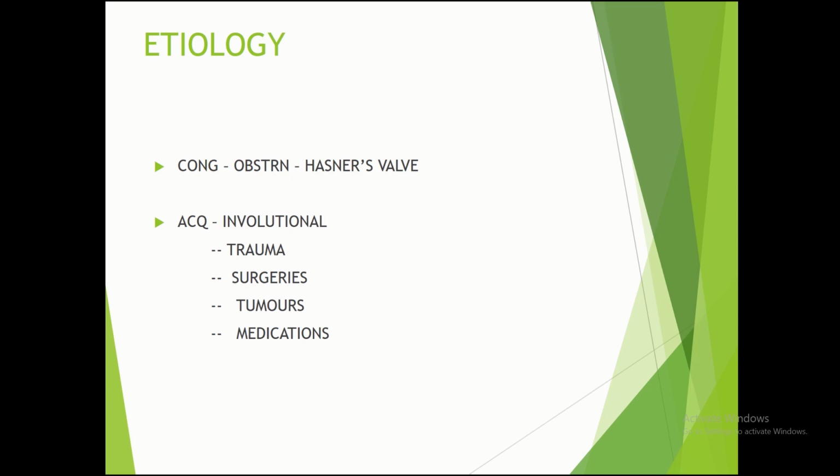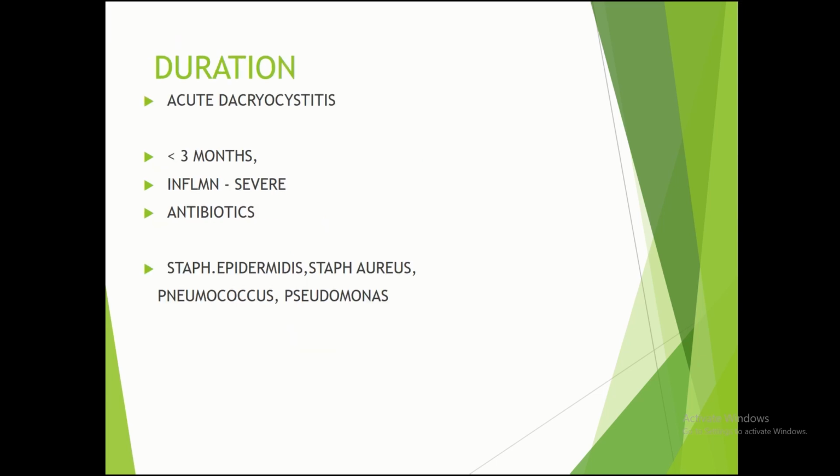What is the etiology? Congenital, it is usually due to an obstruction at the level of the Hasner's valve, and acquired, it could be due to involutional changes. Involutional is nothing but aging, and trauma, especially nasoethmoidal fractures, surgeries, endonasal surgeries, tumors of the lacrimal sac, and medications like pilocarpine, timolol, all those things can lead to obstruction of your nasolacrimal duct.